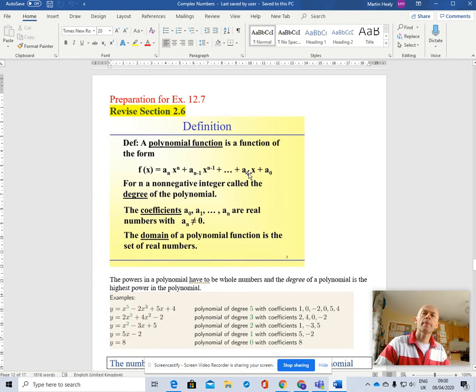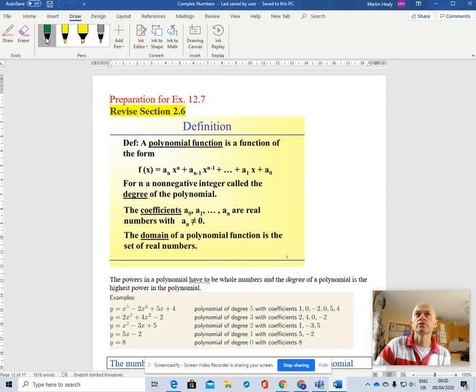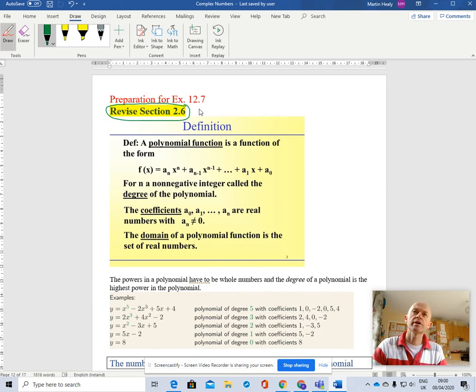So this is a video to try and take you through exercise 12.7. The first thing I'd be looking at to do is go back and revise section 2.6, particularly the method of how you solve cubic equations and what the factor theorem is again. So anyway, what is a polynomial?